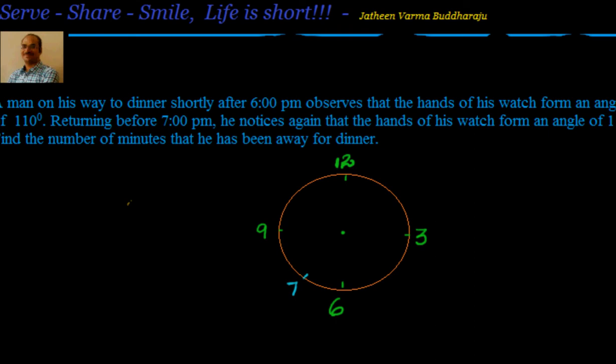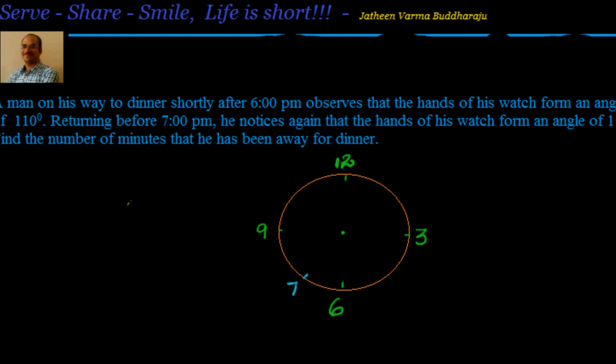So, a man just before going to the dinner looks at his watch and observes an angle of 110 degrees between the hour hand and the minute hand. He had his dinner, and after the dinner, if he had a look again, he sees that again there is a 110 degrees angle forming between the hour and minute hands. Now we have to find out how much time he has been away for dinner.